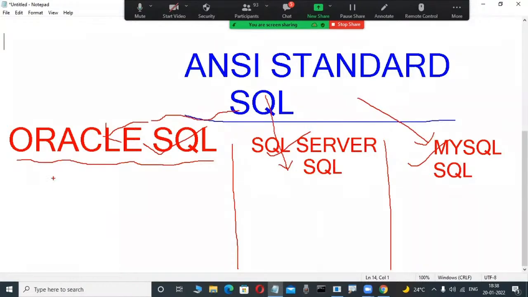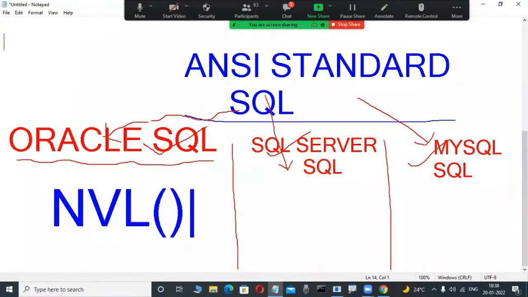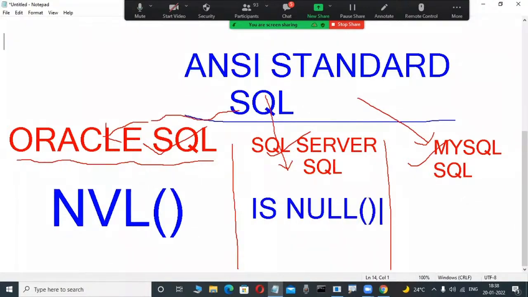The first three or four syntaxes are the same, but otherwise they are syntactically totally different, and functions are also different. Suppose we are handling null values: on the Oracle side, NVL is a function. But if I use the same function in SQL Server, does it work? No, not working. Why? Because that is a different language. In SQL Server, ISNULL is the function we use for handling null values.